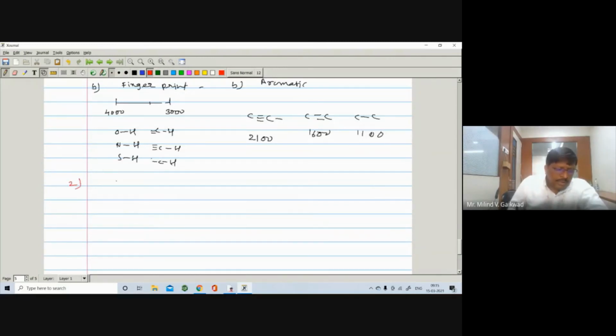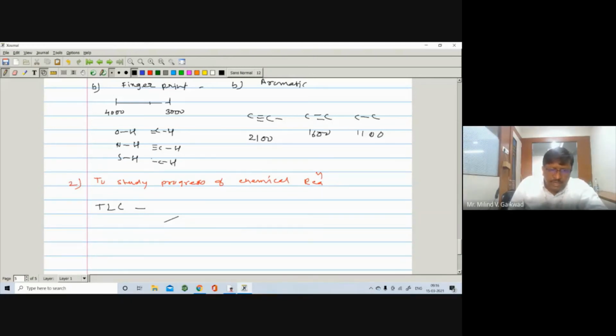Number two, to study the progress of a chemical reaction, right? By using this, we can study the progress of a chemical reaction. We have seen that we use TLC to find out the progress of a reaction. But here the IR also gives an idea about the progress of a reaction.